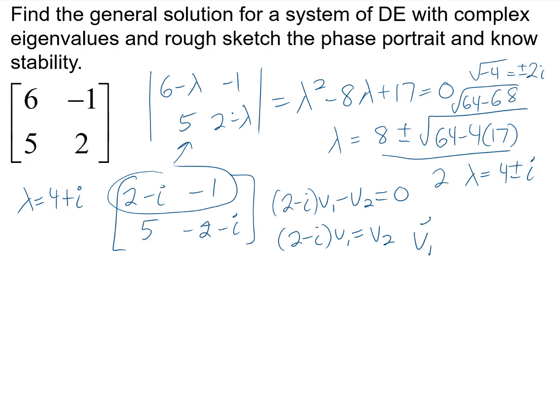So our eigenvector, let's let v2 be 2 minus i, what was sitting in front of this, because then if we put that in there, we'll have the 2 minus i v1 equals 2 minus i, so v1 must be 1. So our eigenvector is going to be 1 and 2 minus i.